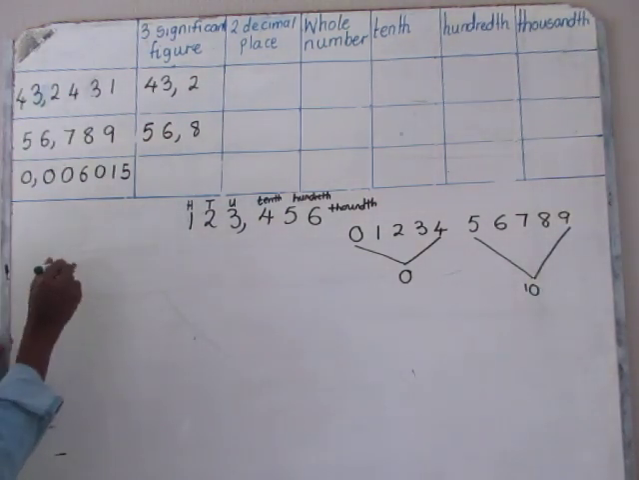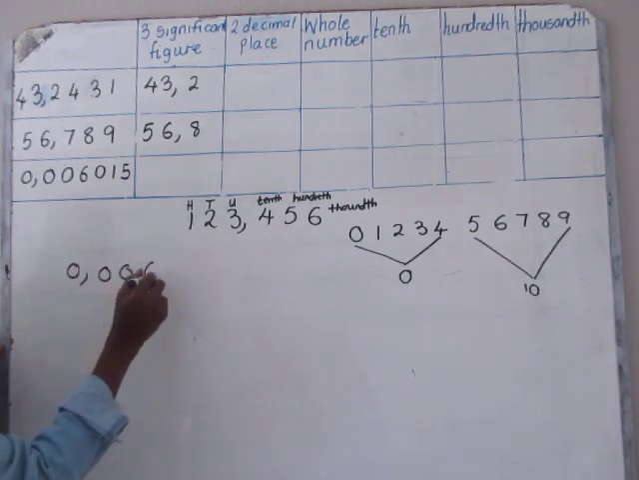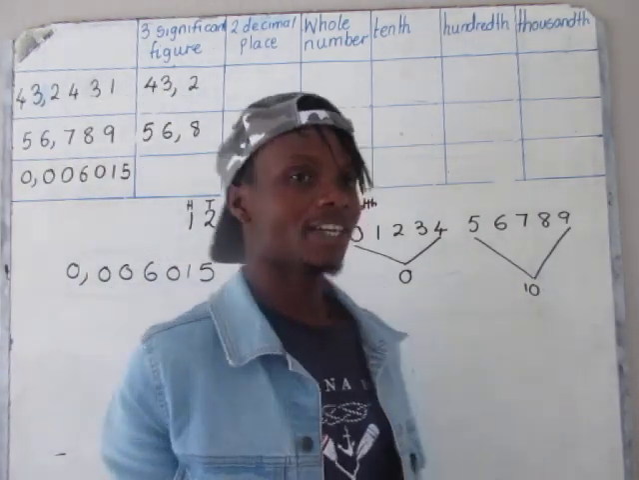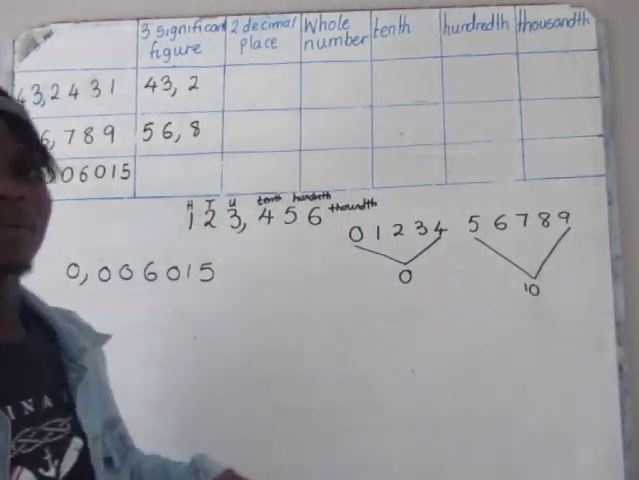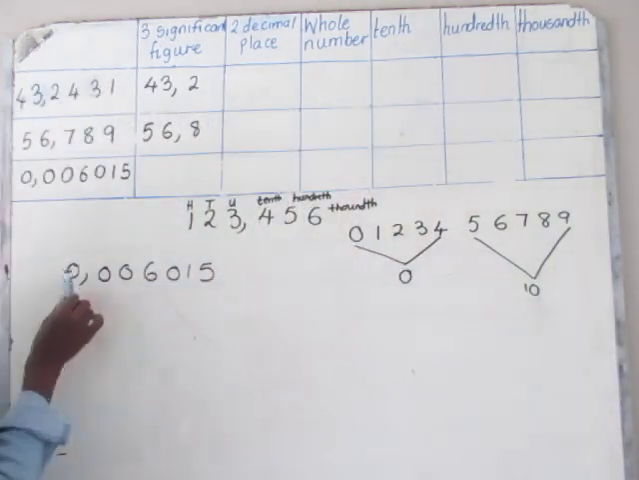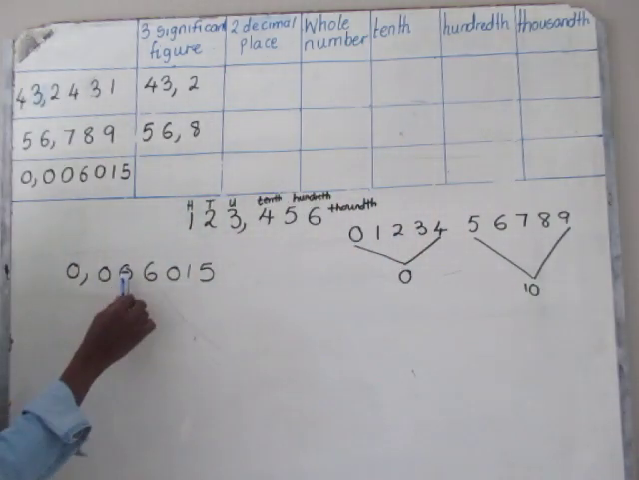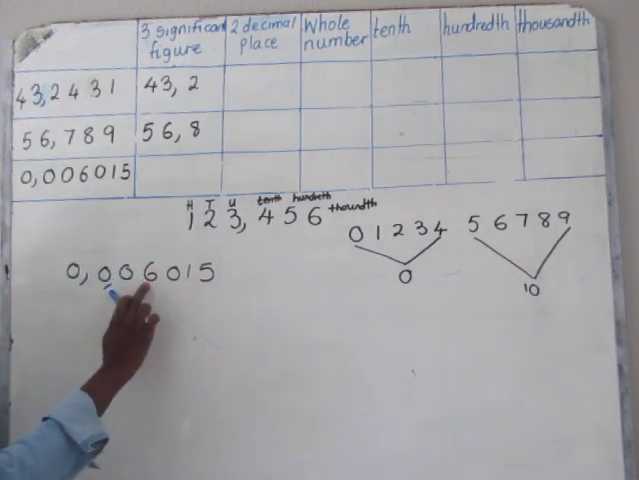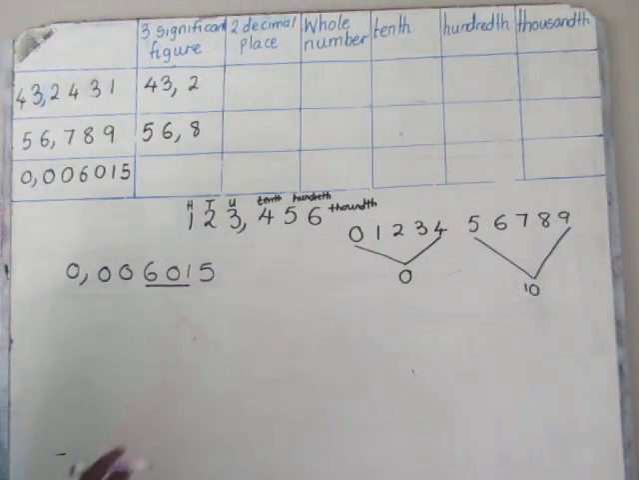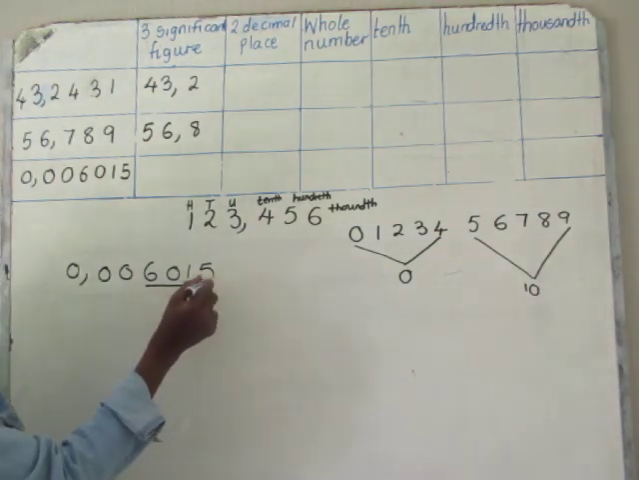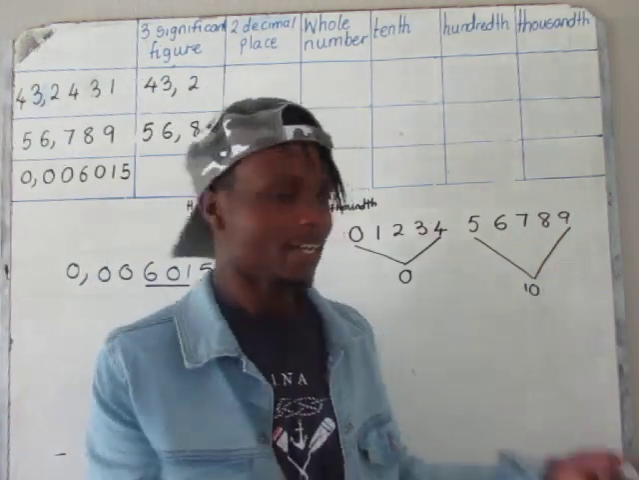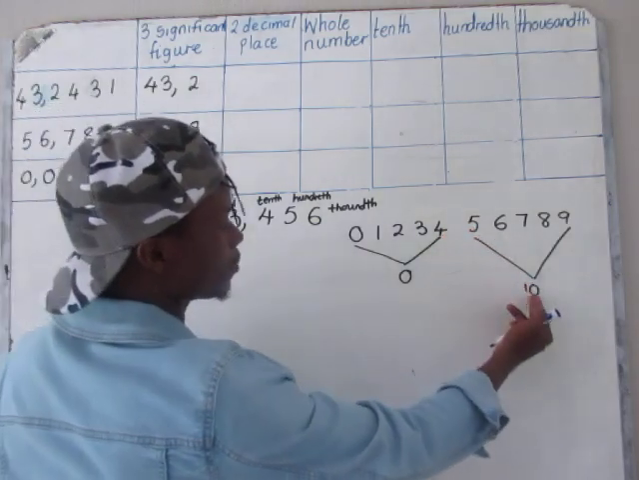How about rounding 0.006015 to three significant figures? Remember, we need the first non-zero digits. So here there is a 0, I don't count. There is a 0, I don't count. There is a 0, I don't count. There is a non-zero digit, so I need 1, 2, 3. These are the only three numbers that I need. So I look at the number immediately after the three digits, which is 5. Will 5 round up or down? It's going to round up to 10.